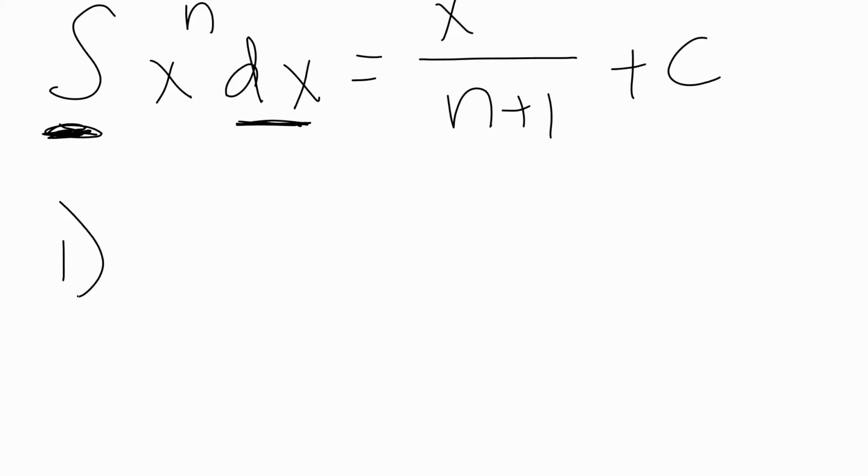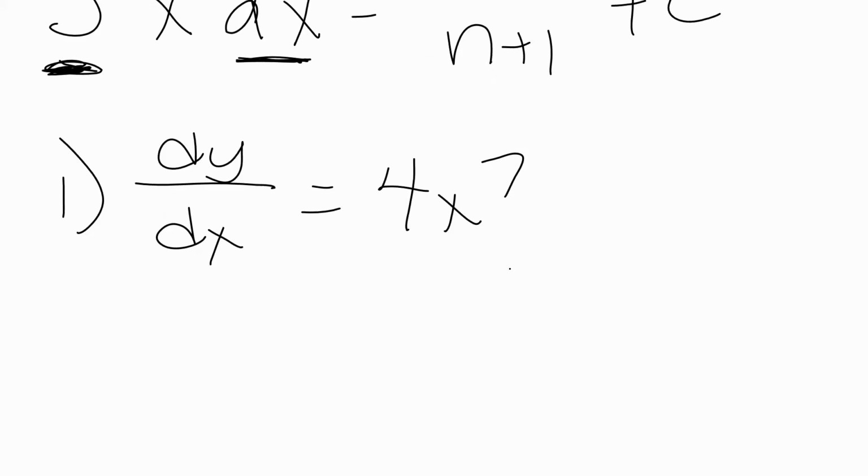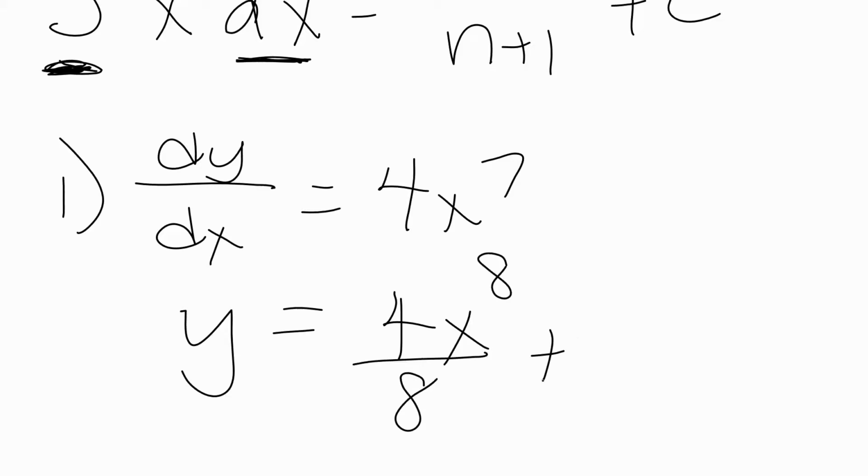Number 1, dy dx is 4x to the 7th. If we want to find the antiderivative of that, we're going to say y equals. Remember, antiderivatives or integrals are the reverse of derivatives. So the derivative of y is dy dx. The integral of dy dx is y. Then to take the antiderivative of 4x to the 7th, leave the 4, leave the x, add 1 to the exponent, which makes it 8, over 8, plus c.